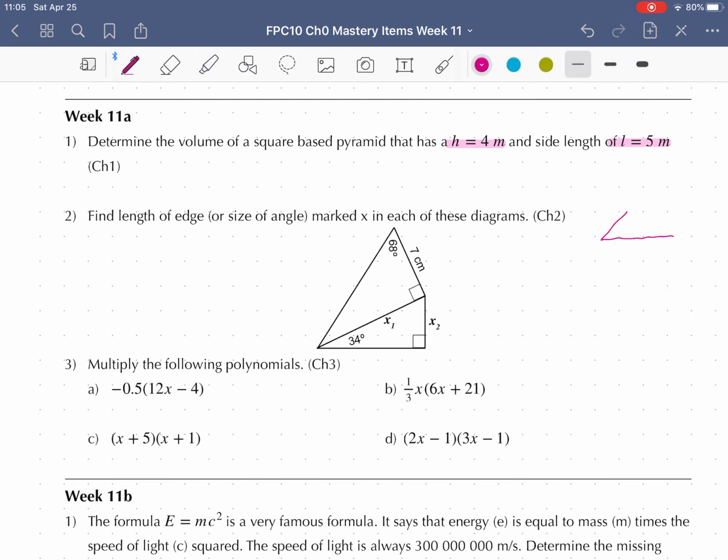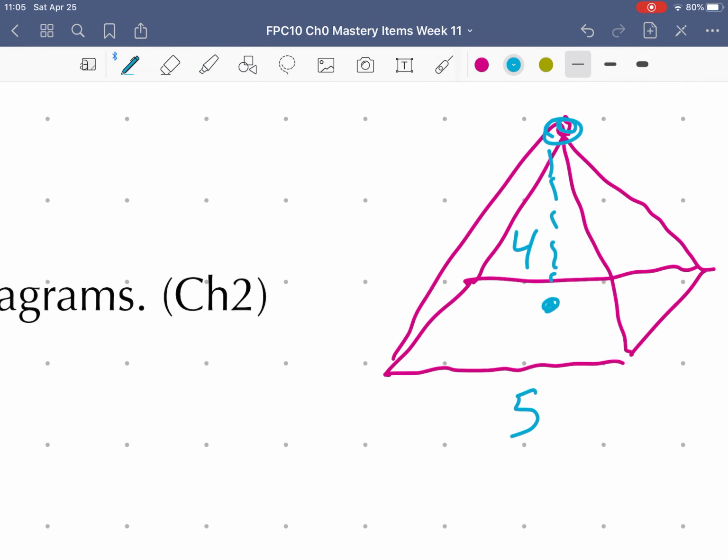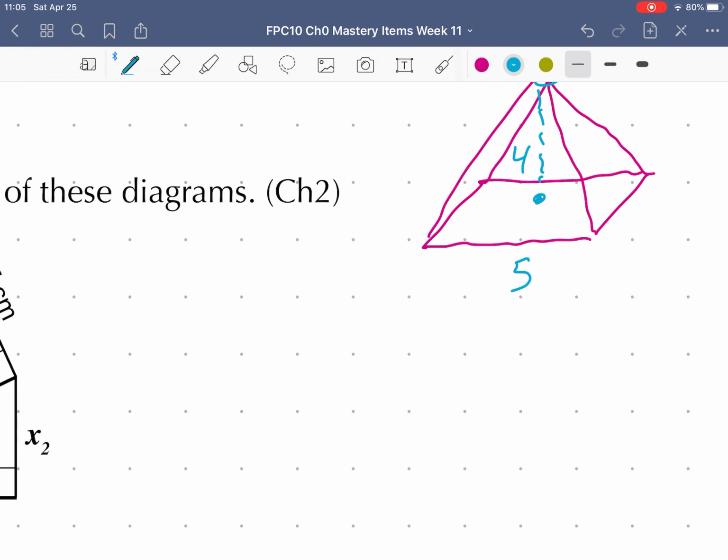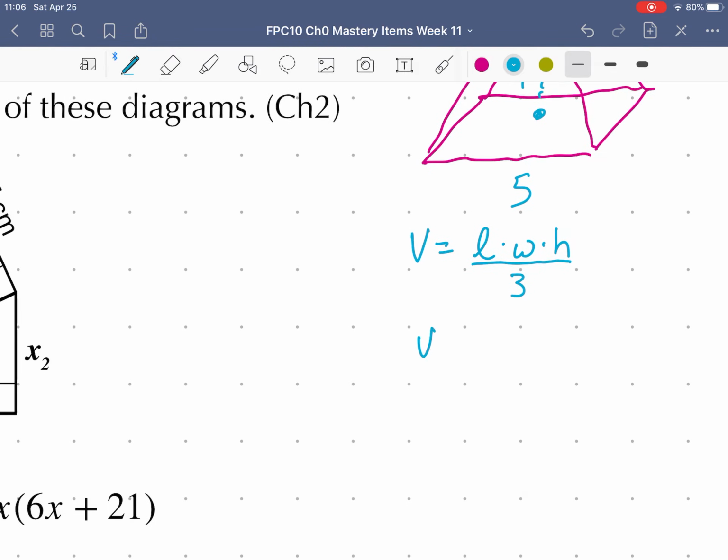So if I was to draw this pyramid out, which I'll just do a quick sketch on the side, it would look something like this. In a really poorly drawn diagram, we know that its perpendicular height, right there, is 4, and the length is 5. Now if you remember, to figure out the volume, we do the length times the width times the perpendicular height, and because it comes to a point, we divide it by 3. So in this case, the volume is equal to 5 times 5 times 4 divided by 3.